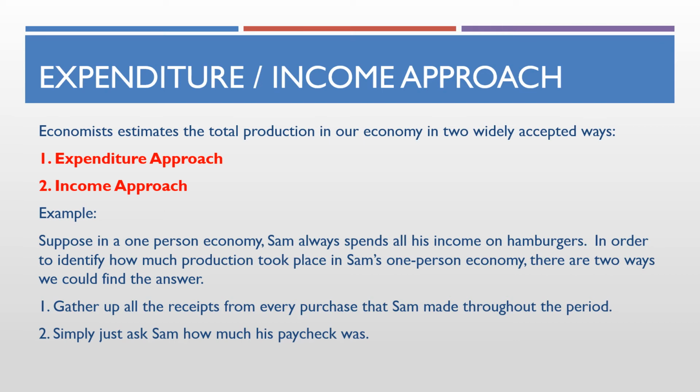If Sam tells you, I don't know, $5,000, well, that has to be the $5,000 he will be spending on purchasing hamburger in that particular year. And therefore, we can just ask Sam how much his income is, and that should be the GDP. This example illustrates how the expenditure approach and income approach will arrive at the same solution. So theoretically, they should be the same.